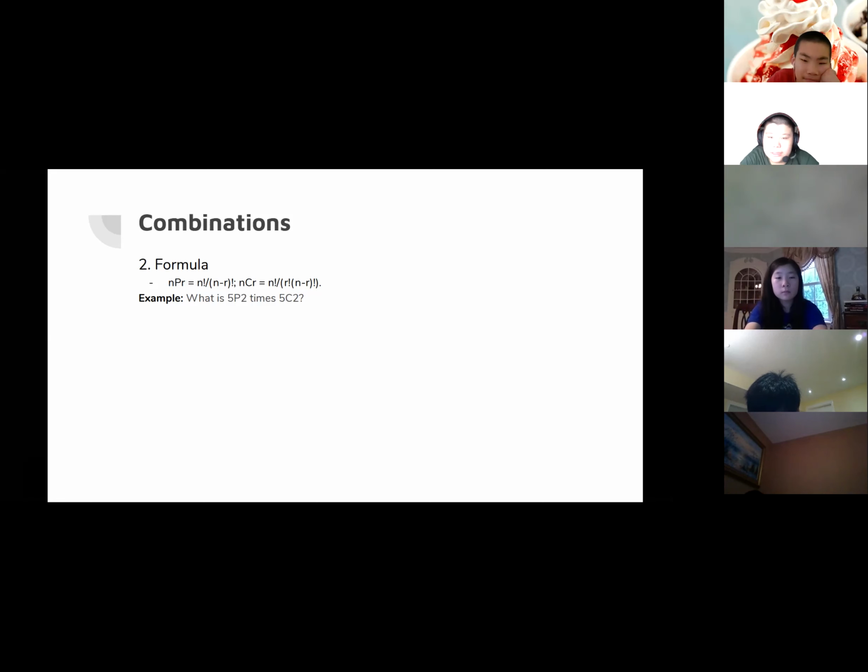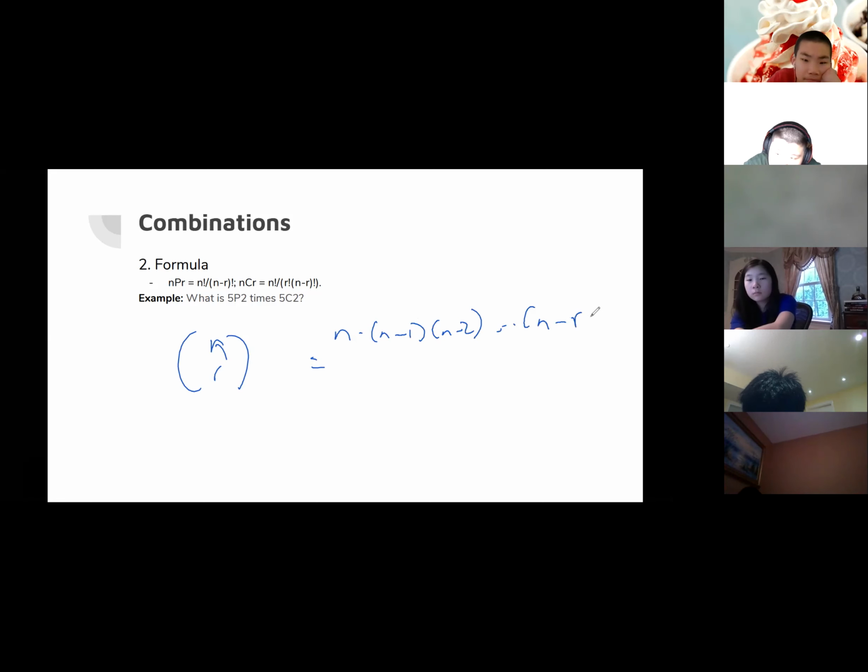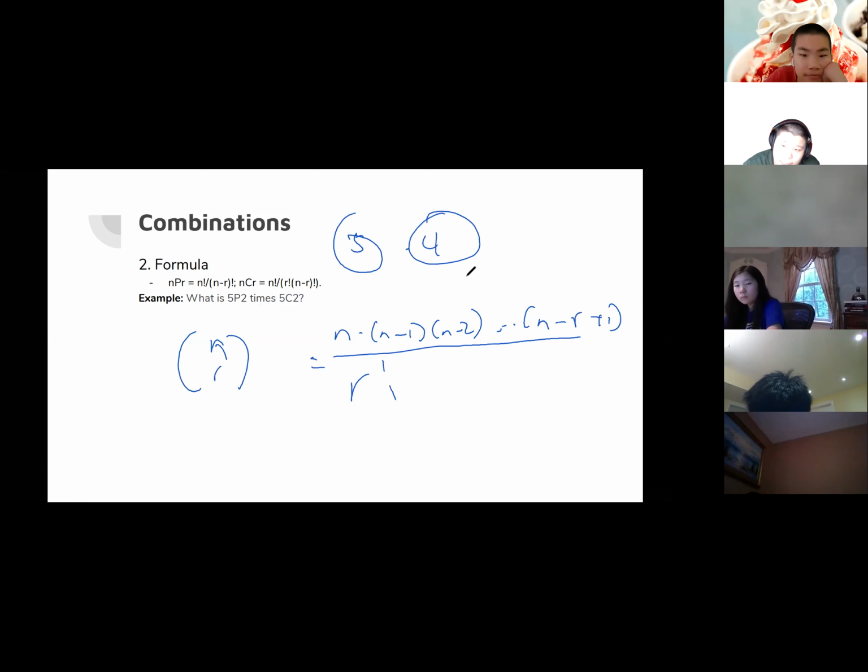Another way you can write it out that doesn't use factorials is something like n choose r equals n times n minus 1 times n minus 2, all the way up to n minus r plus 1, divided by r factorial. This is, I think, a better way to do it. How did you get 5 times 4 for 5P2? It's simply 5 for the first choice, 4 for the second. Or you could write 5 times 4 times 3 times 2 times 1, divided by 3 times 2 times 1, if you want to use the formula.